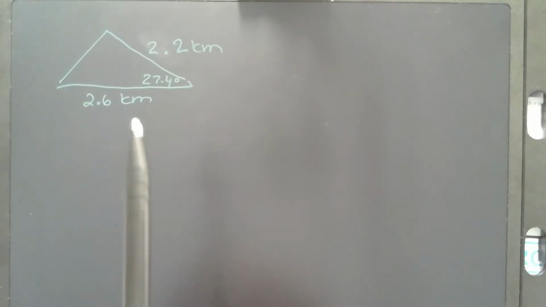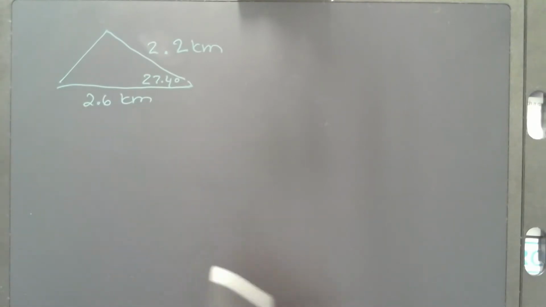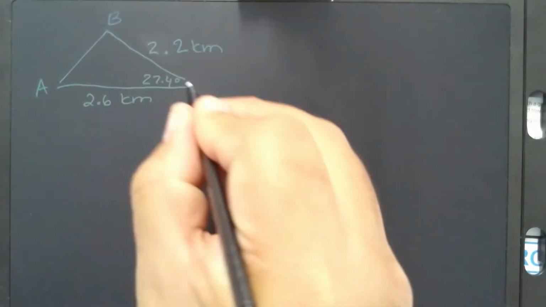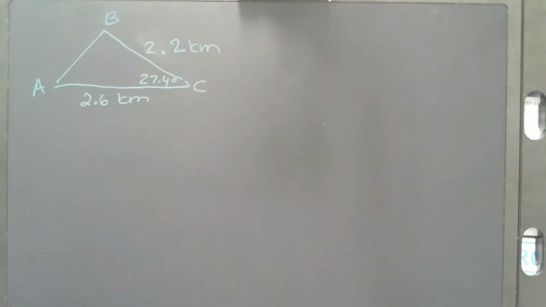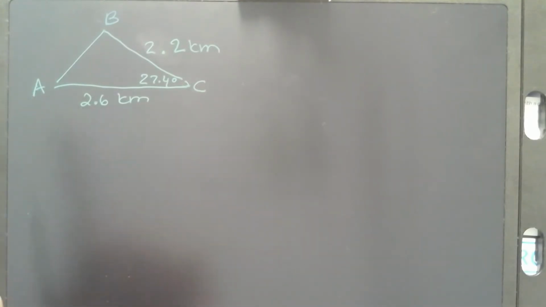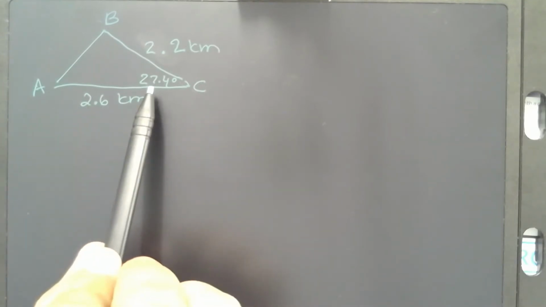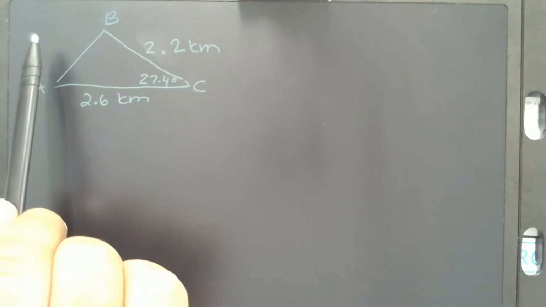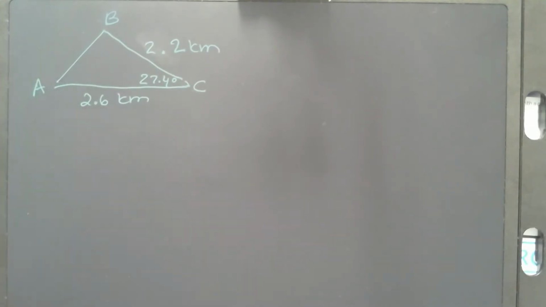Alright. So let's go ahead and label it real quick. Let's label this as A, B, and C. We're talking about the law of sines. In order for us to use the law of sines, we need an angle, right? We have this one, right? But do we have the side opposite it? No, we don't.